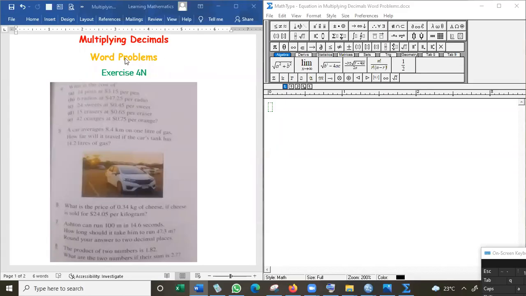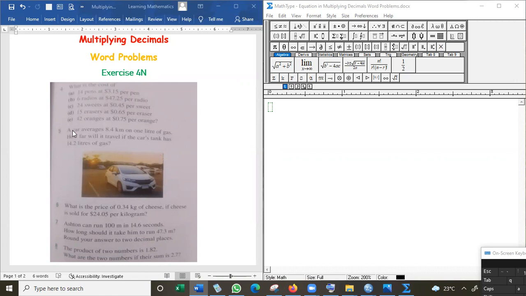Multiplying decimals, word problems, exercise 4N. Number 4, we did number 4 part A in a previous video. We also did number 4 part C. So please apply this knowledge to part B, D, and E, okay, for practice.